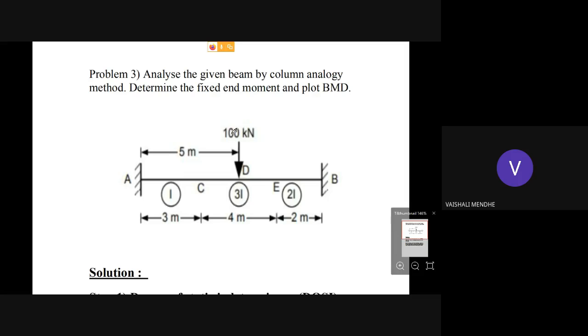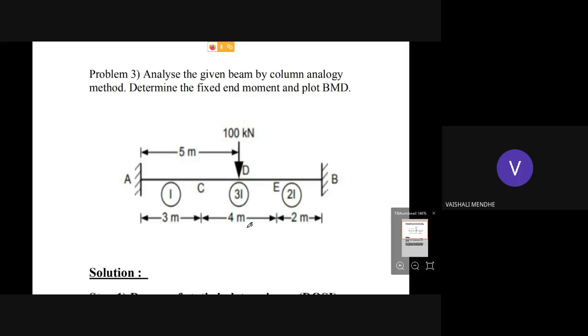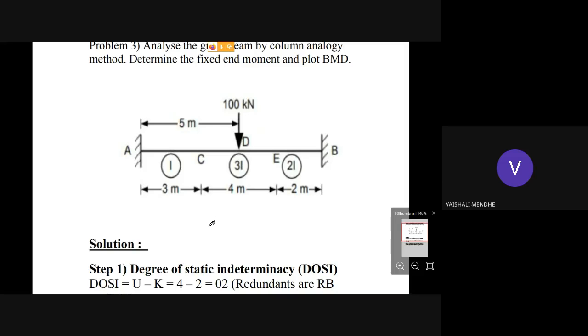Again, you have to analyze the beam given by the column analogy method. You have to determine the fixed end moment and you have to plot the bending moment. The type of loading is point load. Only one type of loading is there, but this is a 3 span beam and the moment of inertia is not constant. So how the problem will get changed and how the MS diagram will get changed, that we will see here. Again, if you are not getting some steps in the first or second problem, we will see the steps here again, and try to understand how to solve the problem.